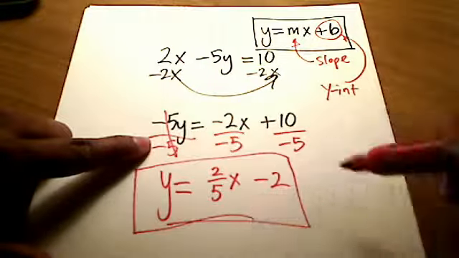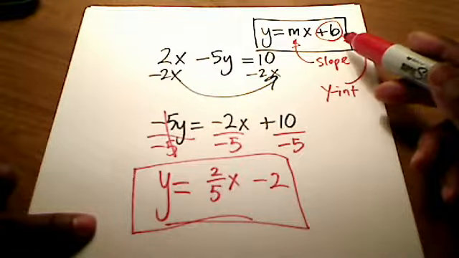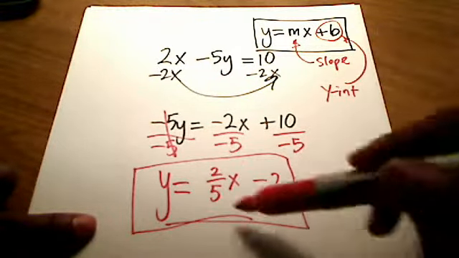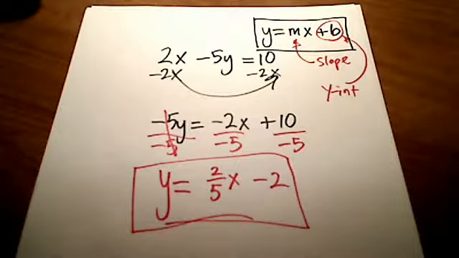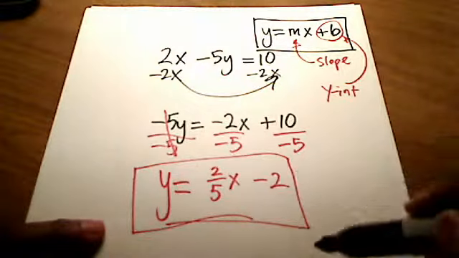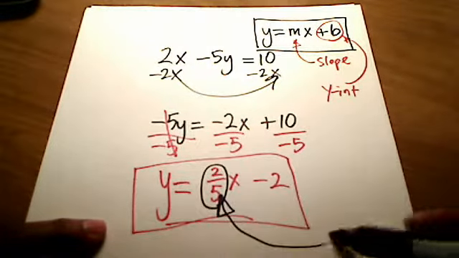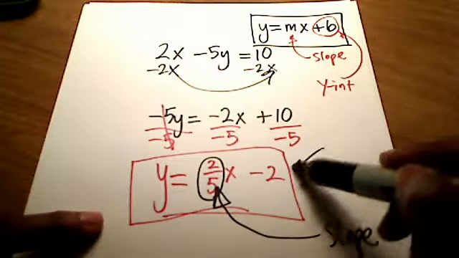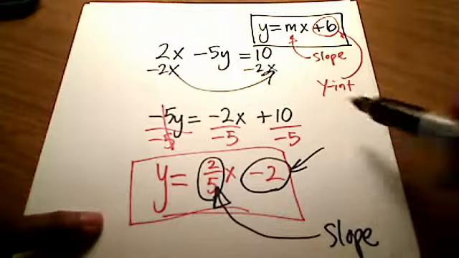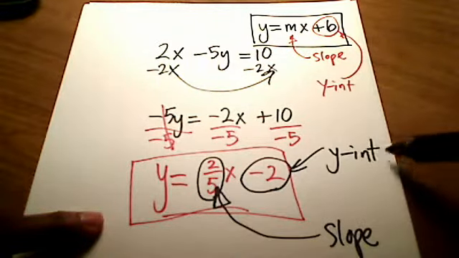Okay, so now this equation looks like what I was after, this slope-intercept form. And I've got all the players that I need. If you see it in this form, this coefficient of x, this thing in front of the x, is my slope. This guy here is my slope, 2/5, and this negative 2 sitting here all by itself at the very end of my equation is what we call the y-intercept.